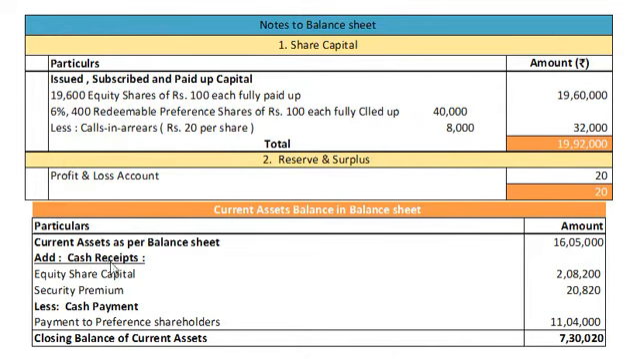To this 16,05,000 we will add cash receipts, and that is from issue of equity share capital 2,08,200 and securities premium 20,820, and from this we will deduct cash payment to preference shareholders rupees 11,04,000. So finally our closing balance of current assets amounts to 7,30,020, and this will be put in our balance sheet.